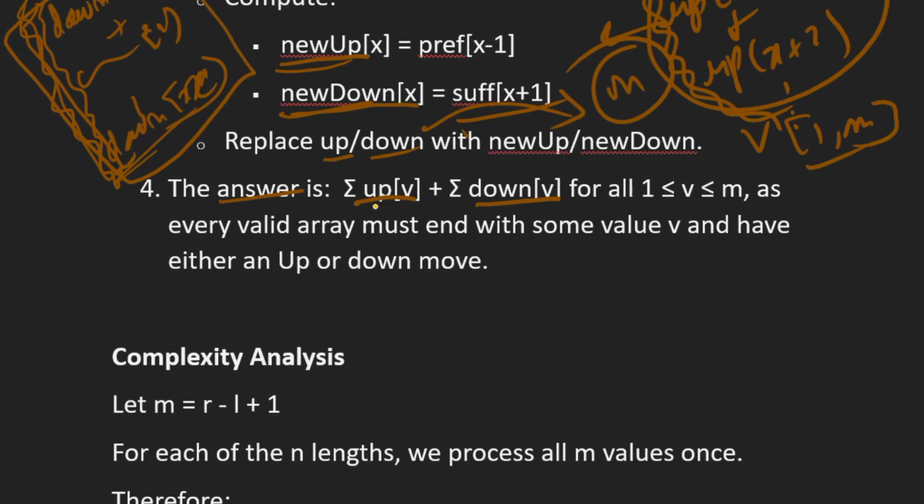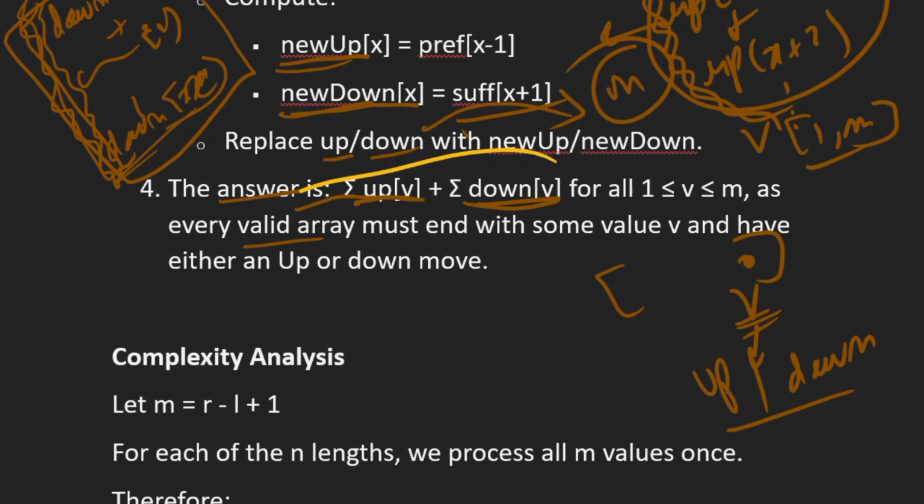Because every valid array can end with any value v, right? It can end with any value v, and with that value we can have either up direction or down direction, right? So that's why we are taking summation of up of v and down of v. So that is our final answer.